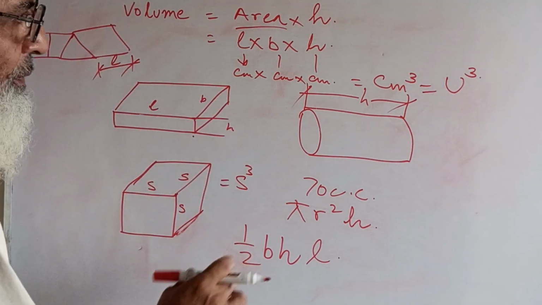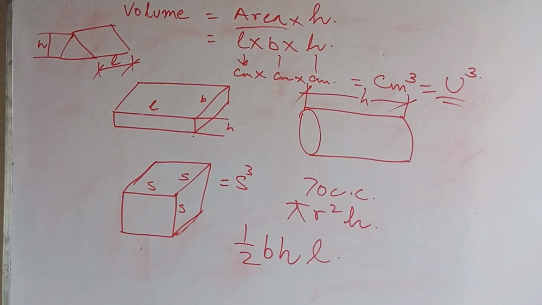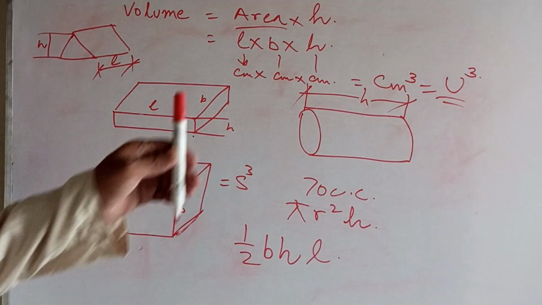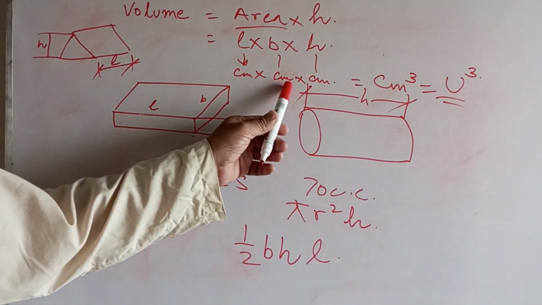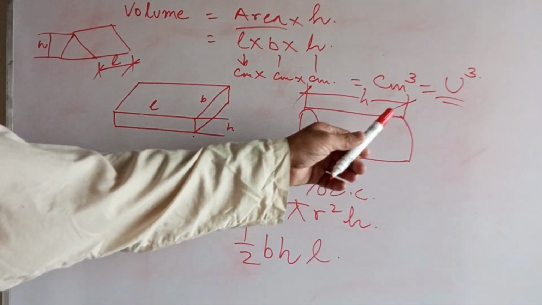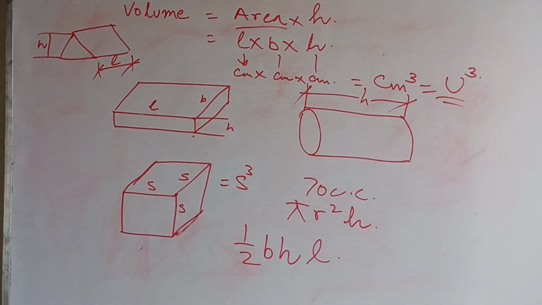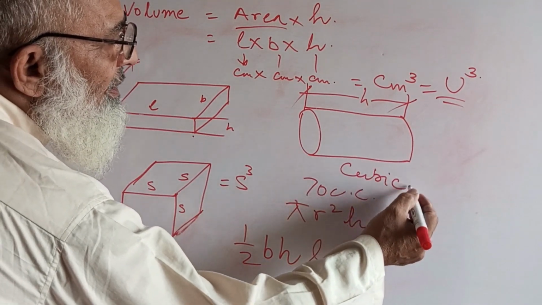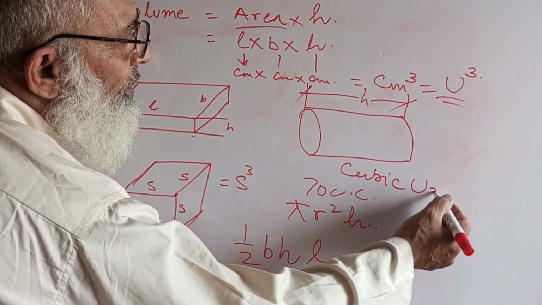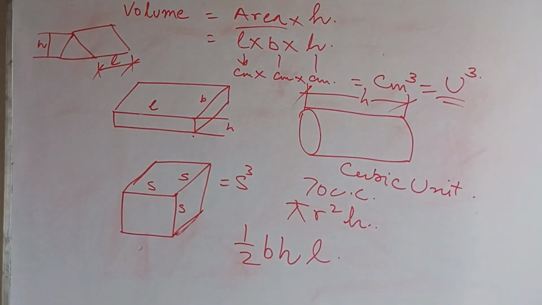So all the things will become in unit cube, because there are three dimensions: length, breadth, and height. Centimeter, centimeter, centimeter, or unit, unit, unit. It will become cube, or you can also write it as cubic unit. Whatsoever it is, the unit may be feet, centimeters, millimeters, and whatsoever it is.